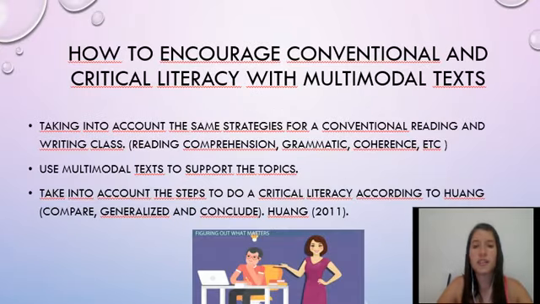How to encourage conventional and critical literacy with multimodal texts. Taking into account the same strategies for a conventional reading and writing class, and in a reading comprehension, the grammar, the coherence that appear in a multimodal text. Use multimodal texts to support the topics and take into account the steps to do a critical literacy, according to Wand, for example. He did a comparison, he generalized the topic, and finally he concluded the topic.